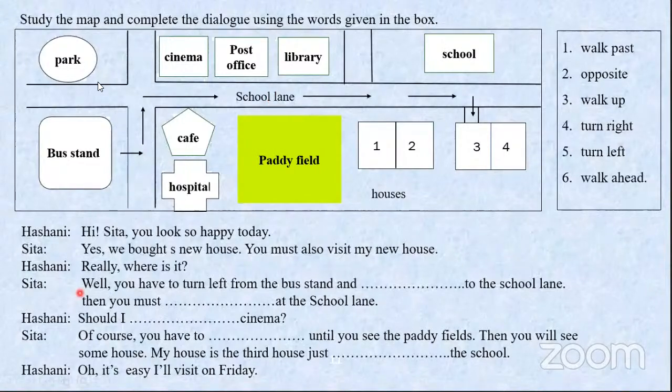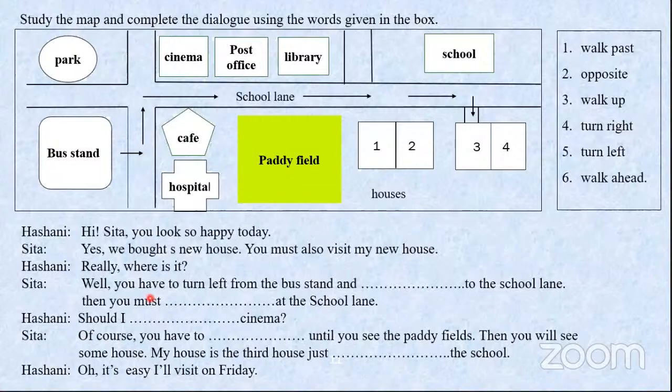And you can see some buildings here in this park. There's a park, bus stand, cinema, post office, then library, school, paddy field, cafe, hospital, right? Then Hashani has to start her journey from the bus stand. And right, let's look how she can find the road.